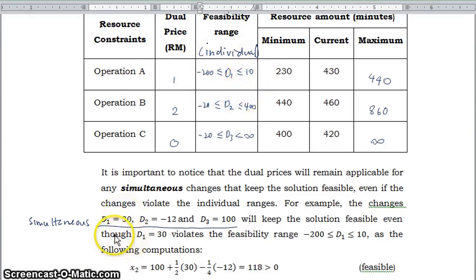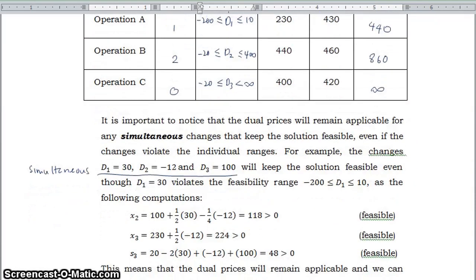However, if the changes are made simultaneously, we cannot use this individual range because, from this example, even though D1 equals 30 lies outside this feasibility range, the current solution remains feasible. We use the feasibility condition when we make simultaneous changes.